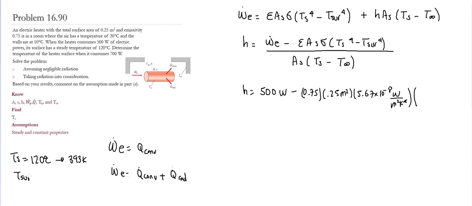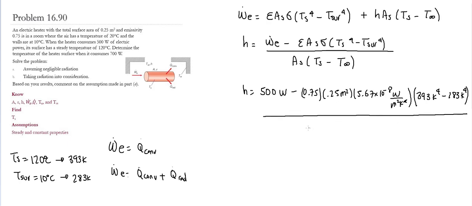The surrounding temperature is equal to 10 Celsius. That corresponds to 283 Kelvin. So those are the values that we're going to use in here. 393 Kelvin to the fourth minus 283 Kelvin to the fourth, and we're going to divide this by the surface area, 0.25 meters squared.